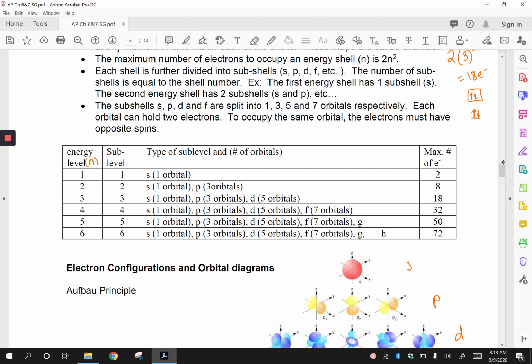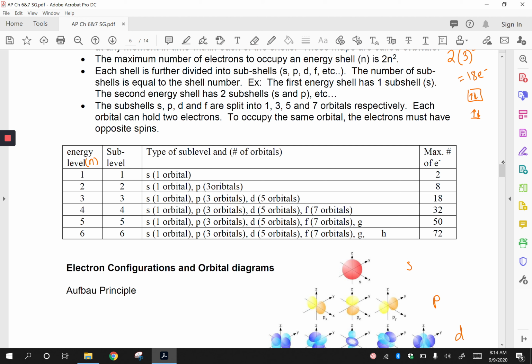The second energy level has 2 sublevels. It has the s and the p. S has 1 orbital, P has 3 orbitals, for a total of 4 orbitals. Each orbital takes 2 electrons, for a total of 8. Third energy level has 3 sublevels, S, P, and D. 1, 3, and 5 orbitals. Altogether, they are 9 orbitals. Each orbital takes 2 electrons, so that's 18 total electrons.